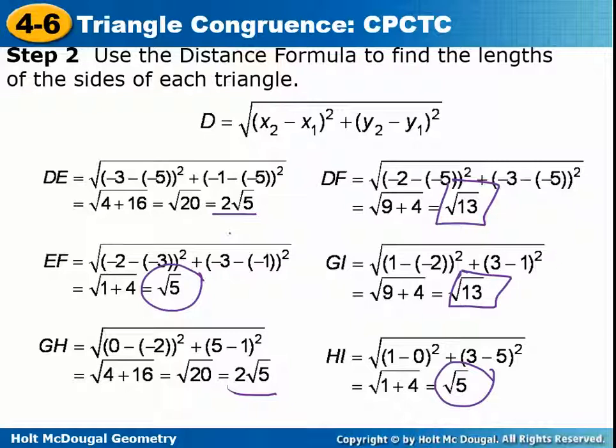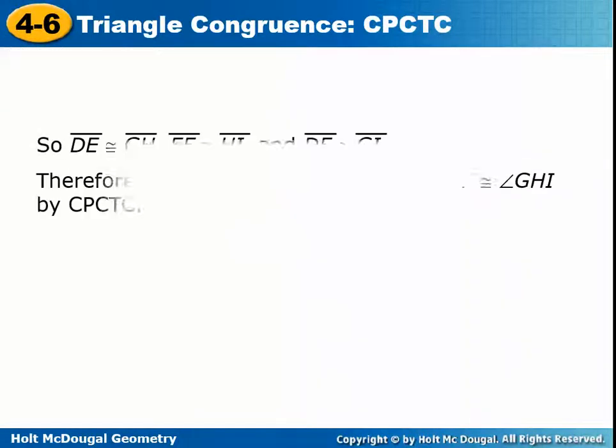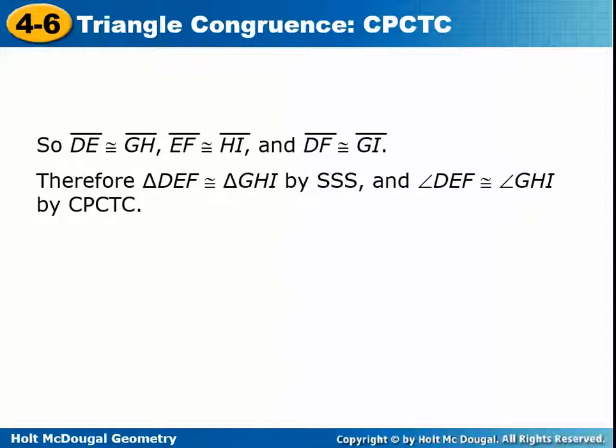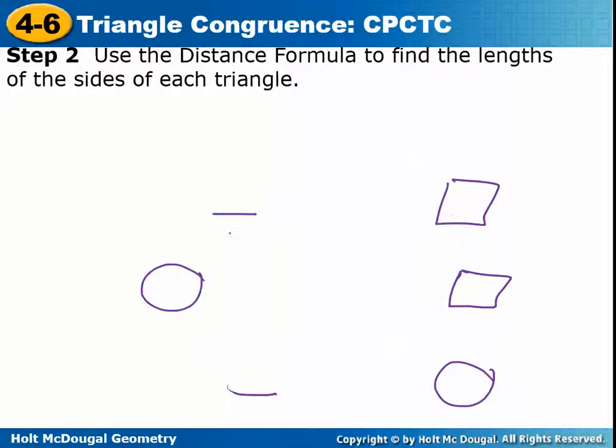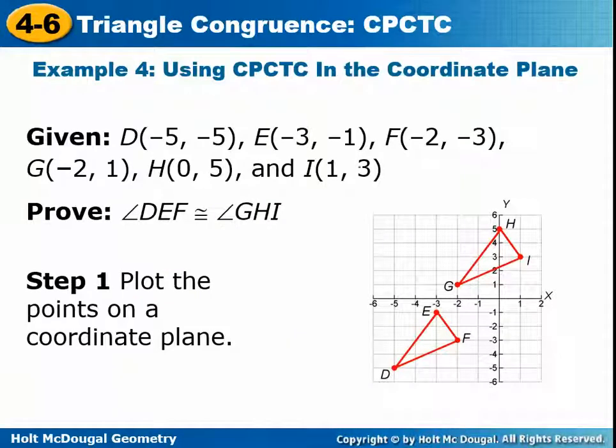Which means then, especially if you have it all on one page so you can look at it, that by side, side, side, you have two congruent triangles, and therefore the angles that you wanted to show were congruent are congruent by CPCTC. It's a lot easier to do if you do it all on one page. So what they found by using the distance formula was that these two were the same, these two were the same, and these two were the same. So by side, side, side, they knew that the two triangles were congruent.